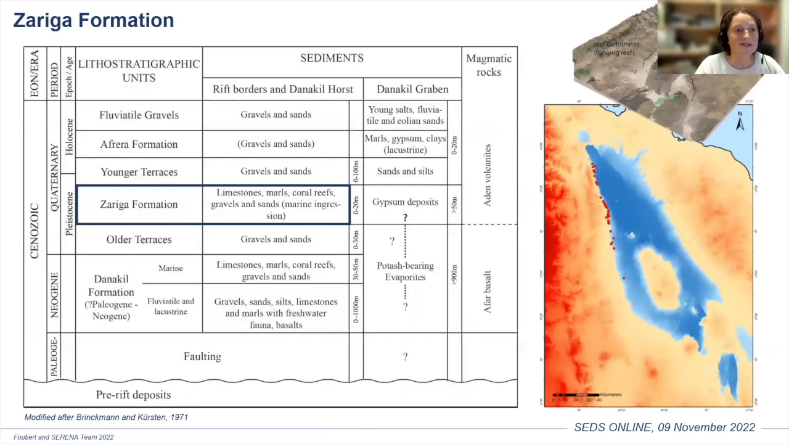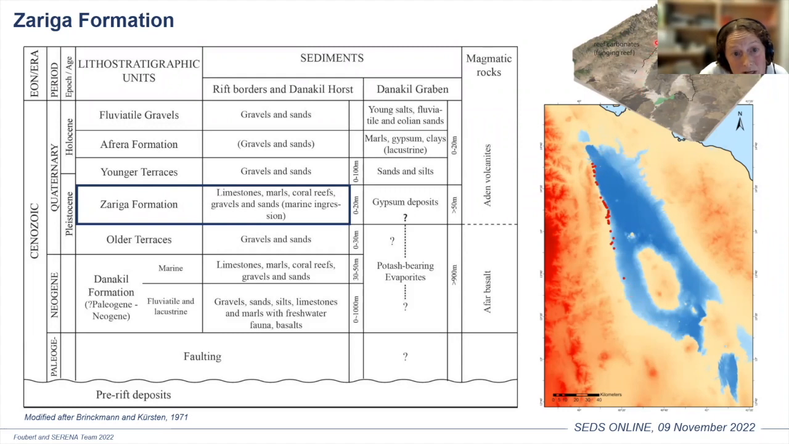On top of that, and this is the major focus of this study, you see this middle to late Pleistocene sedimentary record of the Zariga formation. And the Zariga formation bears clear witnesses of the past connection of the Danakil Basin with the Red Sea. We have been detangling that, and multiple episodes of marine flooding and desiccation led to the deposition of successions of open marine coralgal reefs, calcarenites, coastal oolites, and hypersaline microbialites topped by gypsum deposits surrounding the margins of the Danakil Depression.